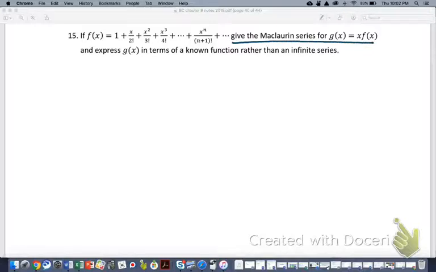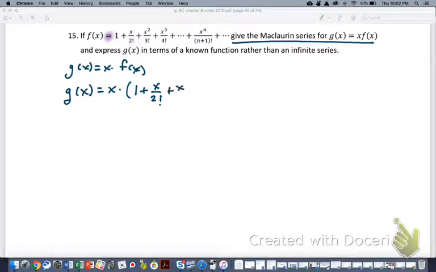Okay, so we have this other function, g of x, that's equal to x times f of x. And let's remember that this equal sign right here is very powerful, and it's saying that f of x has the exact same value as that power series. So if I'm going to write this Maclaurin series, I'll write g of x equals x times, and then in place of f of x, I can just put these first four terms that I'm given here for this particular power series.